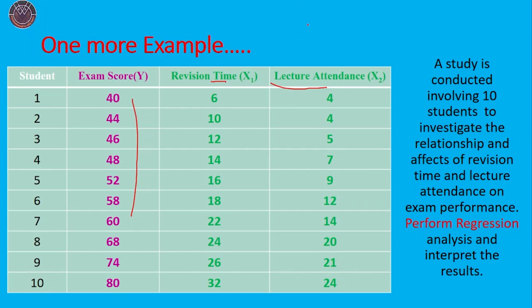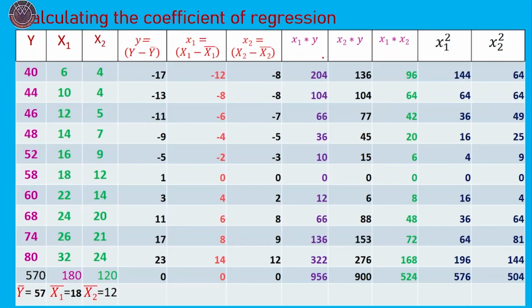So here two independent variables are there, revision time and lecture attendance, and based on that we have to estimate the exam score through a line of fit. So we have to see if this particular regression equation holds or not, and how we can do it. We have already done this, but let us revise it again. So we have the values of y, x1 and x2.